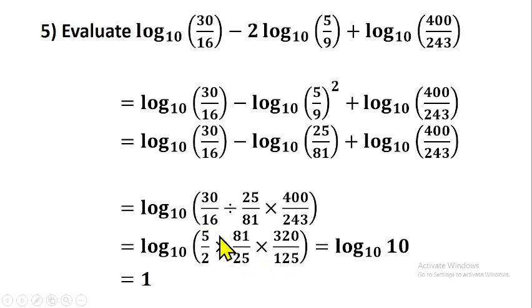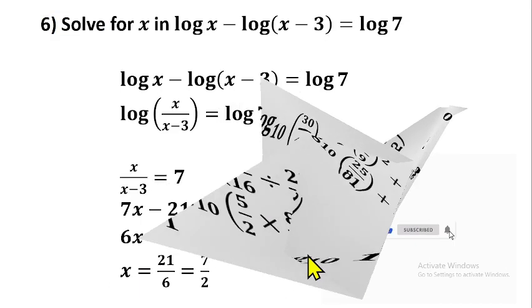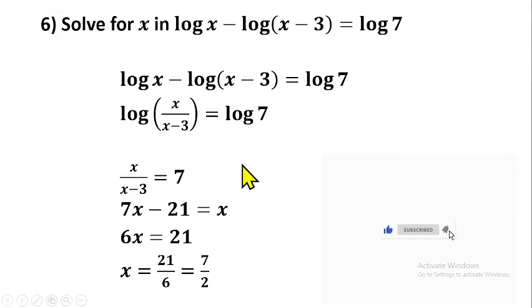Now from there, let's go. Okay, let's look at this: you have to solve for x in log x minus log of x minus 3 equals log 7.